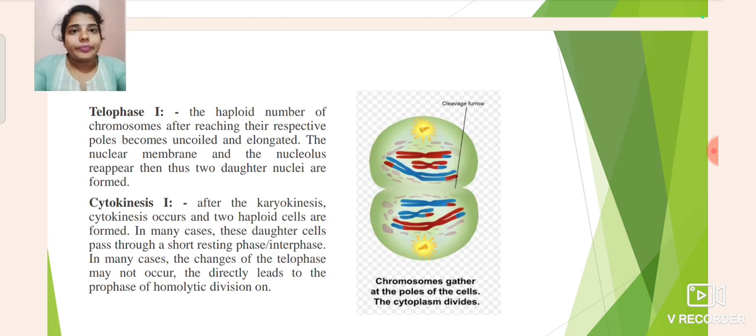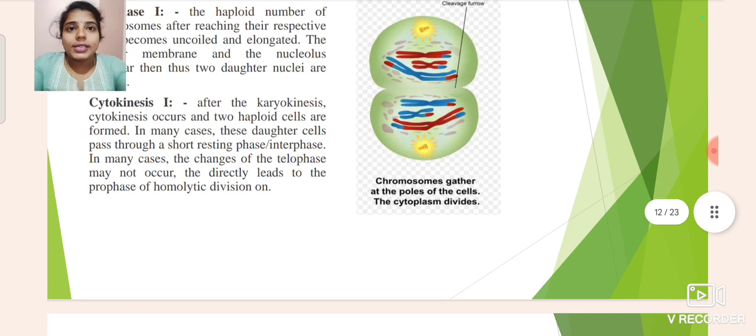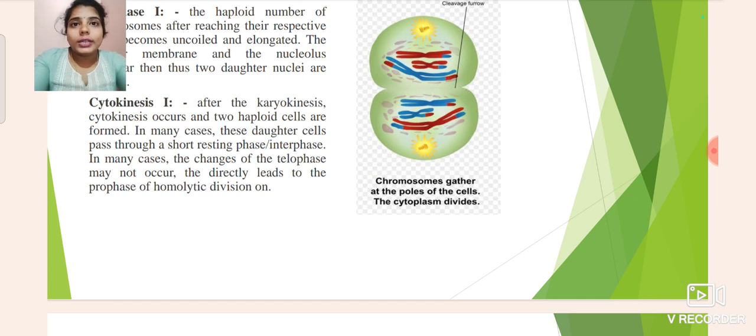Then coming to cytokinesis. What does cytokinesis mean? After karyokinesis, karyo means nucleus, the nucleus chromosomes will be divided. After the division of the chromosomes, the cytoplasm also divides. So after karyokinesis, cytokinesis occurs, which means division of the cytoplasm. Two haploid cells are formed.